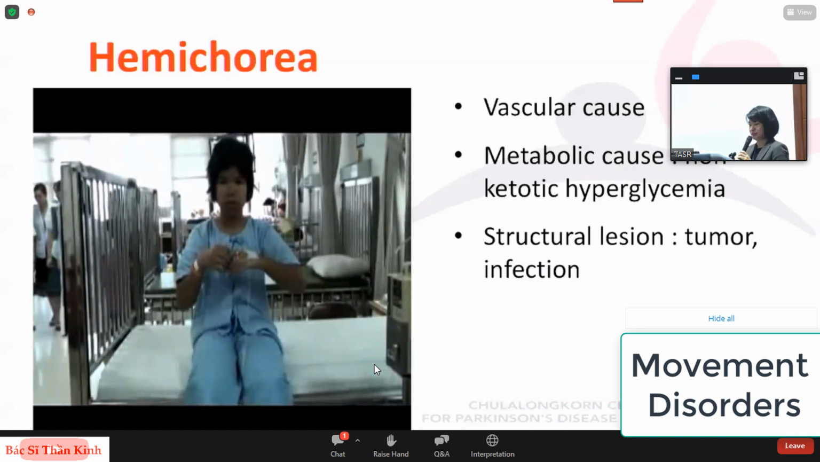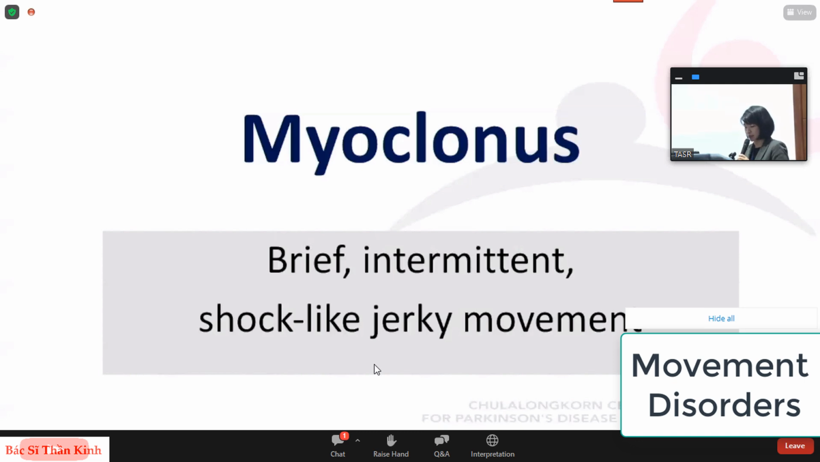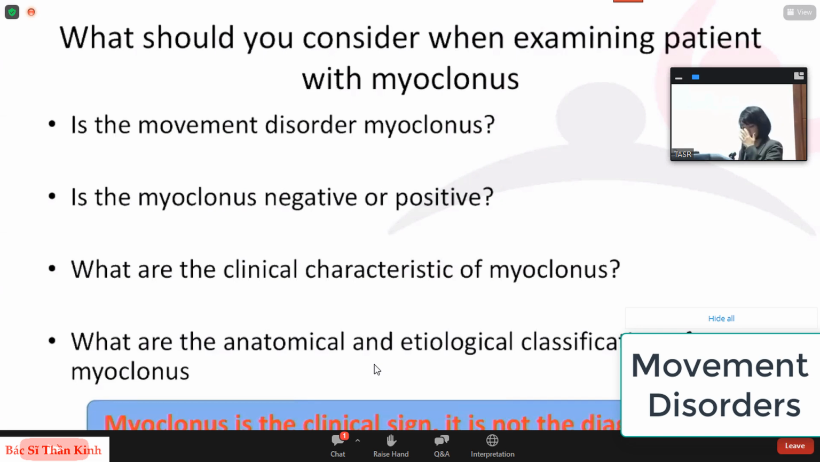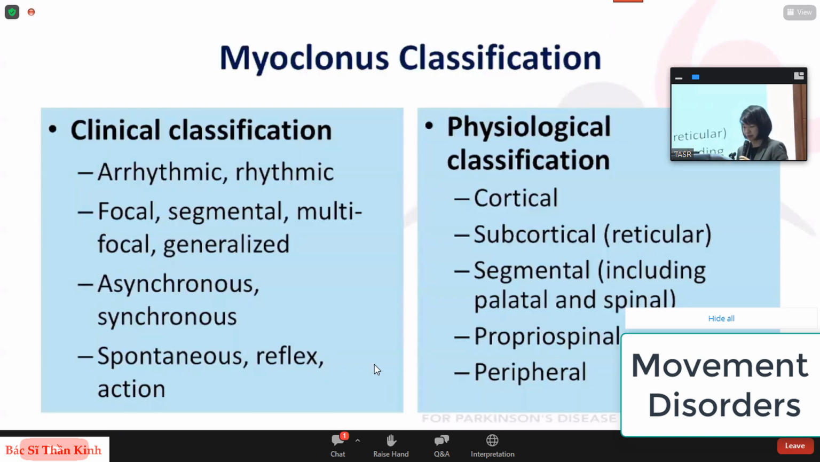Okay, let's move to myoclonus, which is a brief, intermittent, shock-like, jerk-like movement. You have to identify this. Is it true myoclonus? Is the myoclonus negative or positive? And what are the clinical characteristics of the myoclonus, and its anatomy and etiology? You have to keep in mind that myoclonus is a clinical sign, not a diagnosis. Again, I would like to recap the clinical classification and physiological classification.